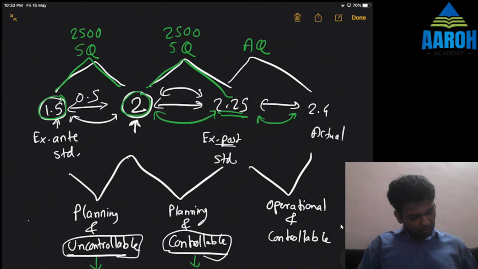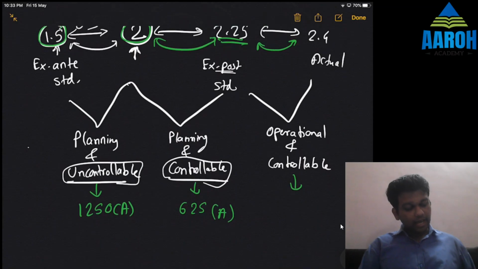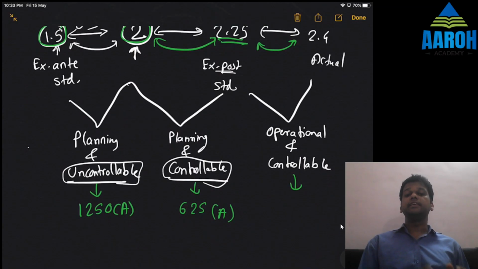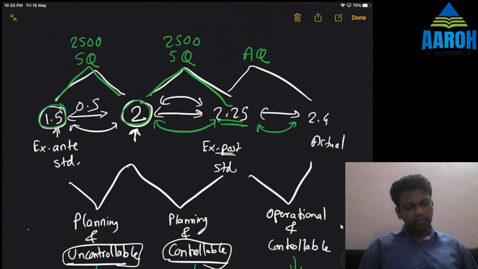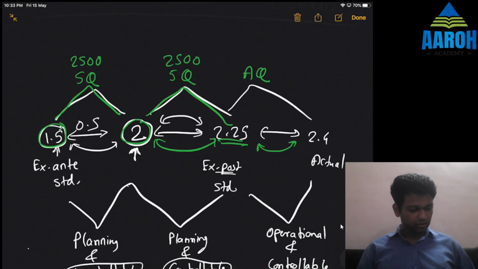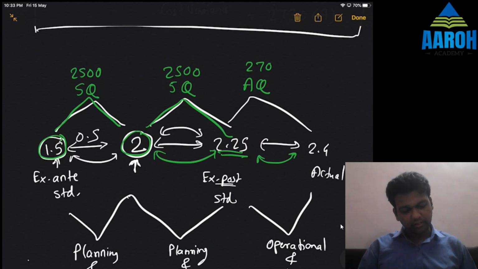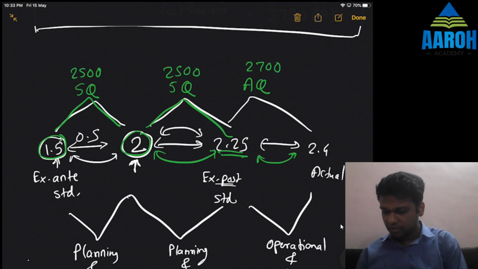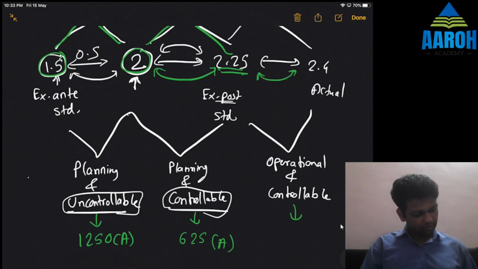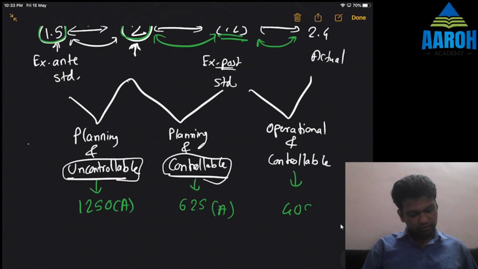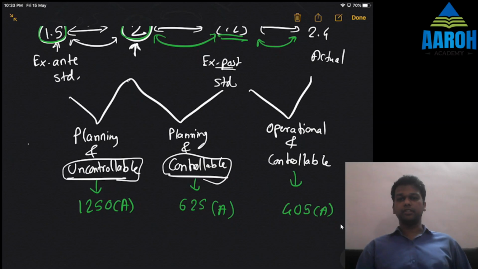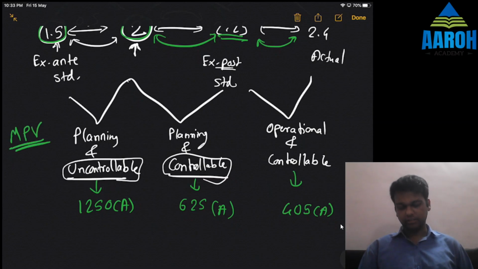Fine. Then operational and controllable, this is our actual variance. Actual means this is also actual. The actual variance is the variance that will be charged to the purchase department. So 2.25 minus 2.4 into actual quantity, which is 2700. Just calculate this and tell me how much it is. 405 adverse. 405 adverse. This was the material price variance.